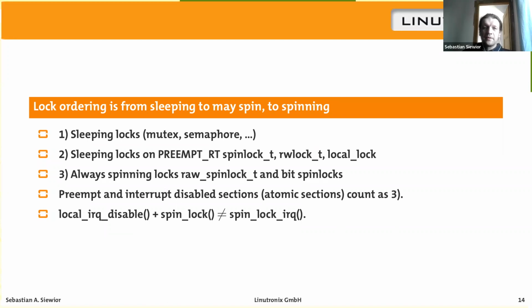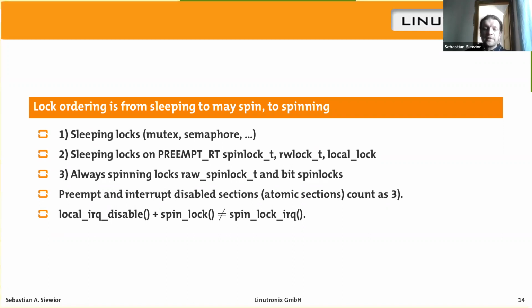As the next step in the nesting, we have the sleeping locks which basically sleep only on PREEMPT_RT. This includes, for instance, the spinlock_t. And the last one in the section is the raw_spinlock_t, for instance, which is always spinning no matter what. If there is anything like disabling preemption or interrupts on its own, then this counts as the last step, because raw_spinlock_t also disables preemption and/or interrupts on demand.